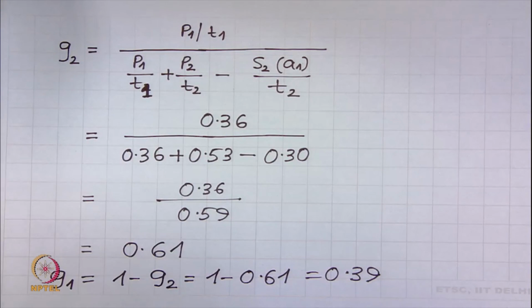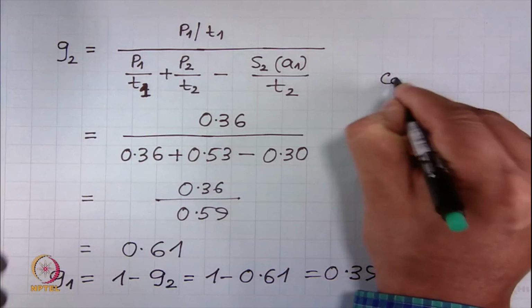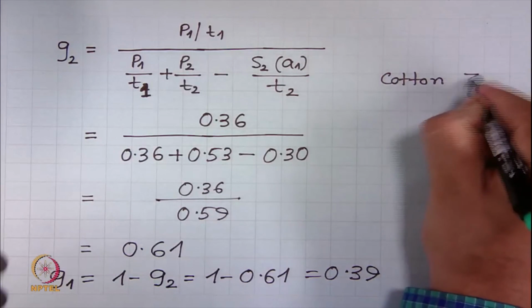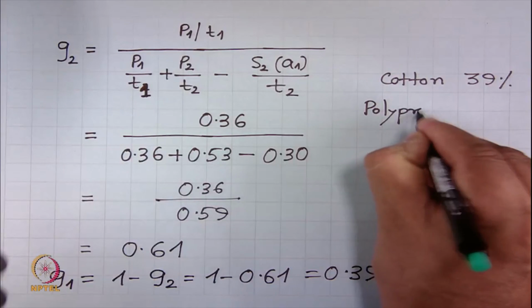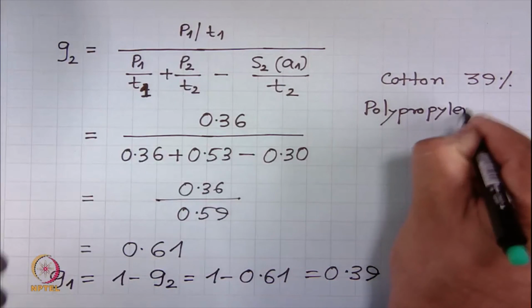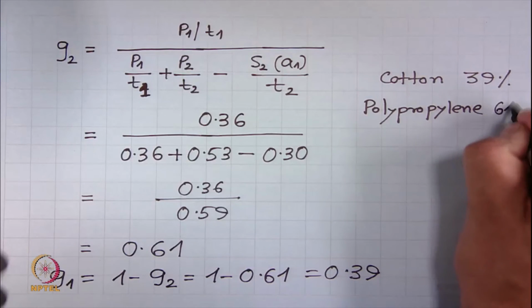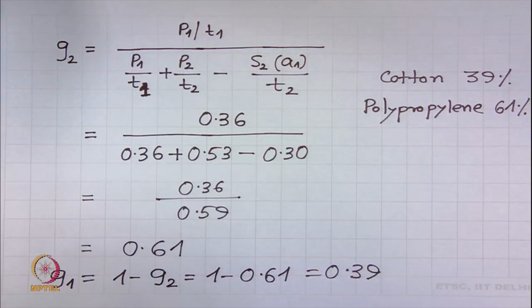What does that mean? The blend ratio: cotton 39%, polypropylene 61%. So, a bundle which consists of 39% cotton fibers and 61% polyester fibers gives the minimum tenacity. Then what is the minimum tenacity?